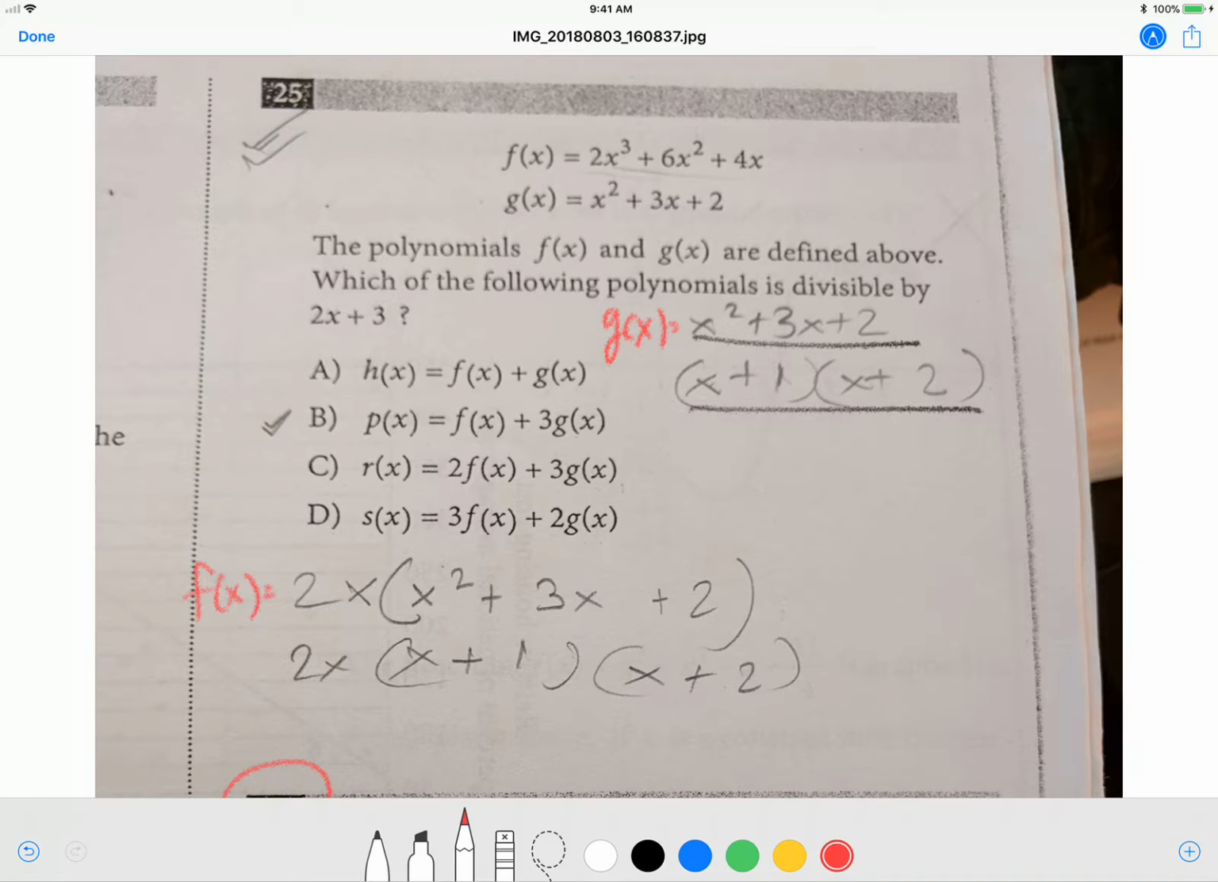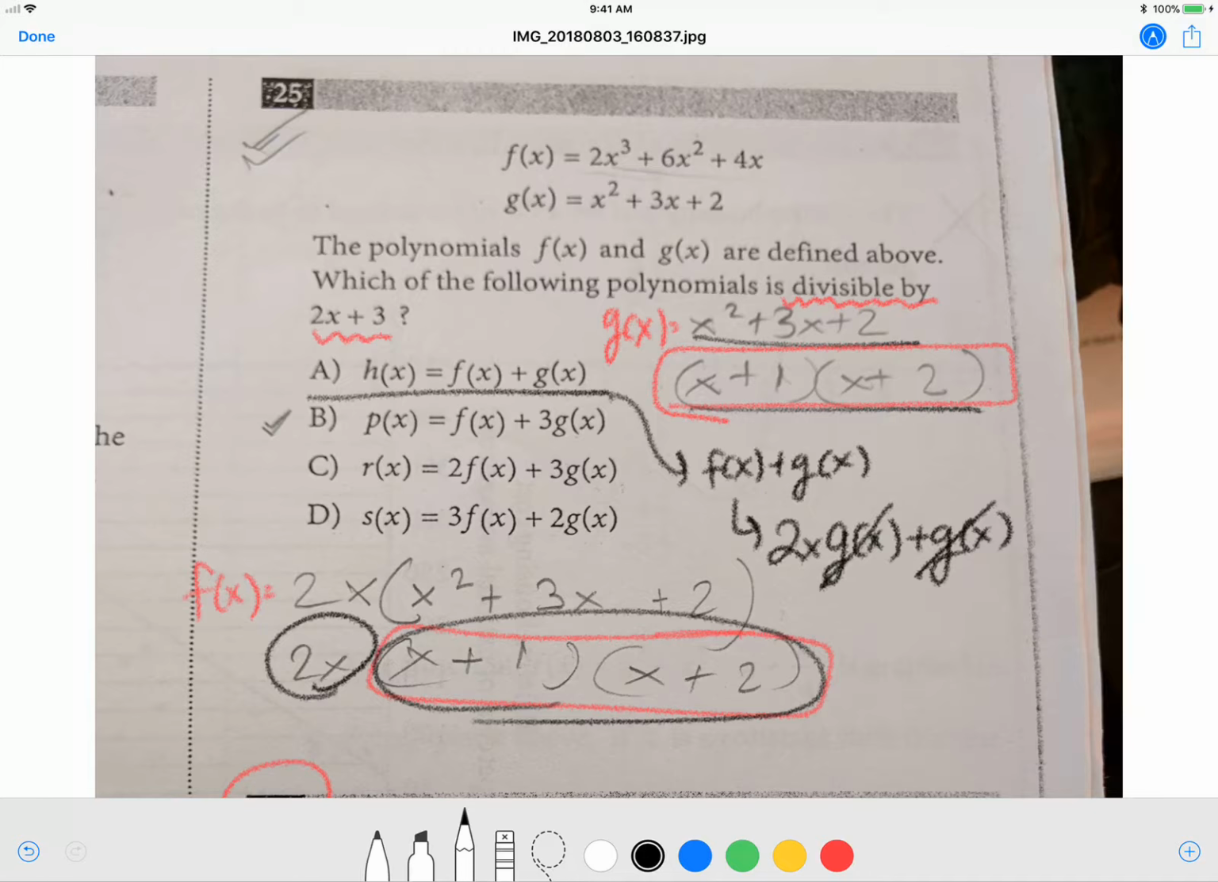Okay, now what I think you should probably notice is that g of x kind of repeats itself. So this is your g of x, but that same thing happens in your f of x. So what we're interested in is this part, divisible by 2x plus 3. If I were to take, let's say, answer choice A, we have f of x plus g of x. But what we do know is that f of x is the same thing as saying 2x times another g of x, right? So I can rewrite this as 2x times g of x plus g of x.